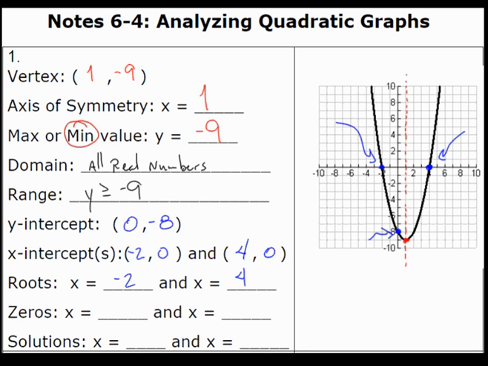Zeros. Zeros are the same things as roots, which are the same things as my x-intercepts. So it's going to be -2 and +4. And again, it's asking for solutions. Solutions are the same as zeros, which are the same as roots, and the same as the x-intercept. So again, it's going to be -2 and a +4.